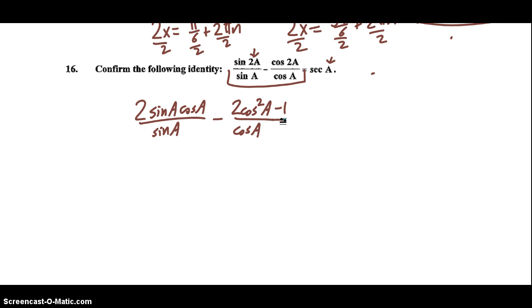Alright, let's see what happens. Well, there's a couple things you could do here. You could notice that the sine A's over here cancel, and I'd be left with 2 cosine A over 1 minus all this stuff.